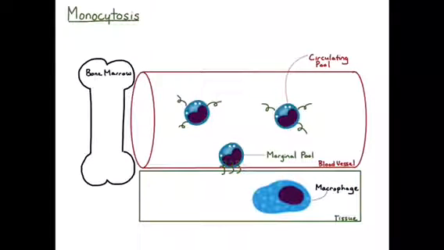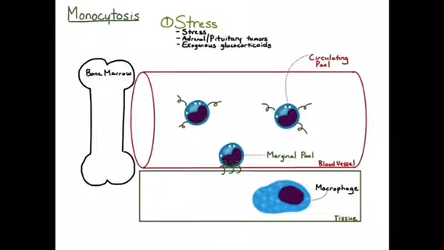Now, as for the first cause of monocytosis, it is stress. This is the most common cause of monocytosis, and we most commonly see it in the dogs, less commonly other species. And it can be due to stress caused by any illness, adrenal or pituitary tumors that are secreting cortisol or ACTH, and exogenous glucocorticoids that you are giving the animal.